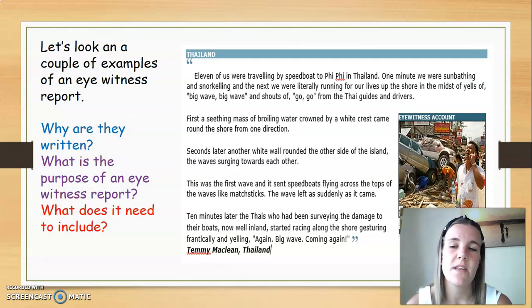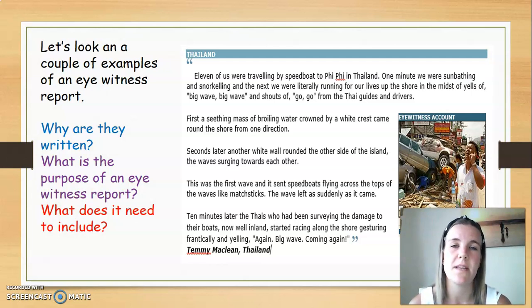So obviously the eyewitness report has seen what has happened, and the reason that this eyewitness report has been written is to tell other people of the events that had happened for people that weren't there. So the eyewitness report has written it so that other people can get a really, really good idea of what it would have been like. So the purpose of the eyewitness report is to inform other people.